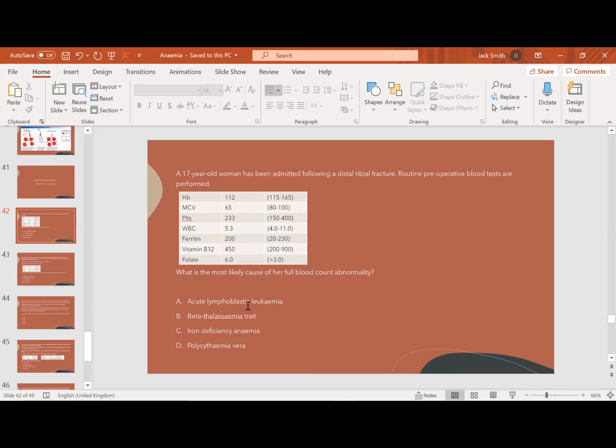AML tends to be 60 plus, CML tends to be kind of 50 plus. Not hard and fast rules, but he leans more towards the age bracket that CML presents in as well. So there's a few different things that point towards this being chronic myeloid leukemia. It's a difficult subject to get down, but hopefully now it's given you a system to go through.